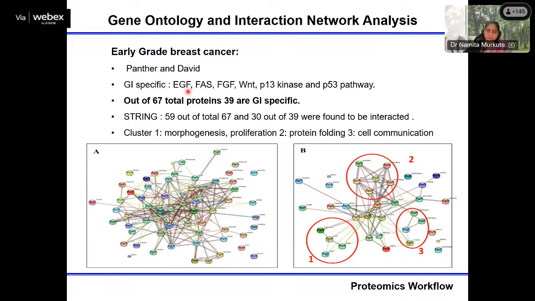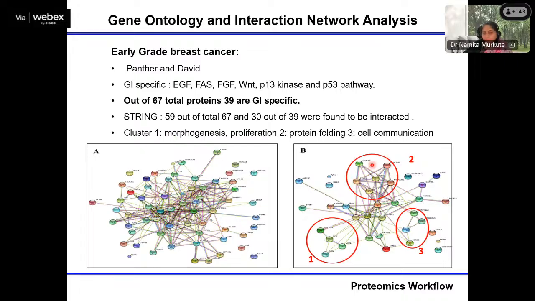The growth of the cells is needed here. So all these pathways are coming in my grade 1 specific proteins. I have done the STRING protein-protein interaction, and I found that in grade 1 proteins there are three different clusters. Looking at which pathway these clustered proteins are active in, the first cluster is active in morphogenesis and proliferation of cells.